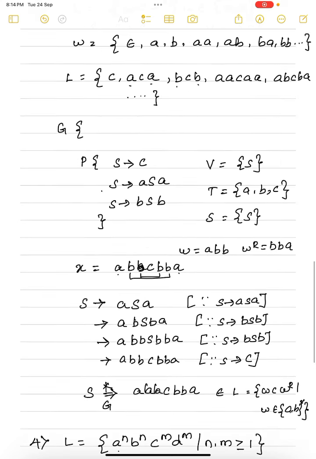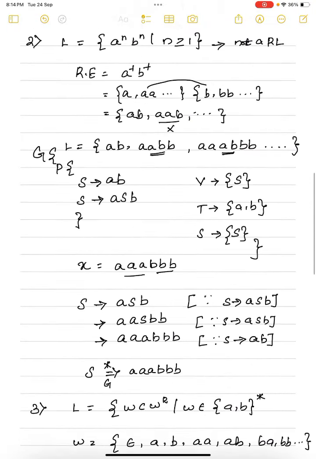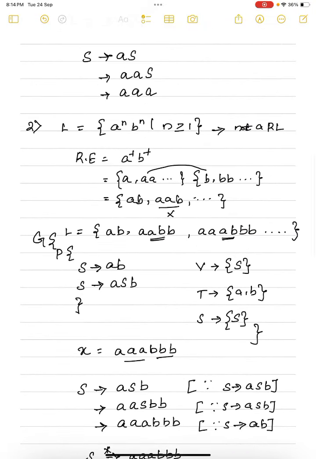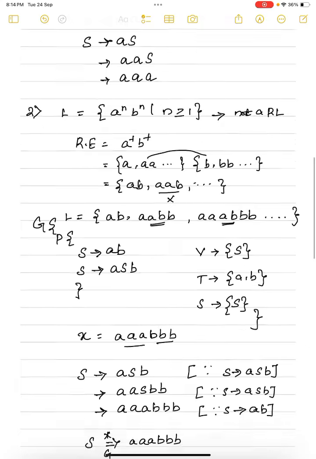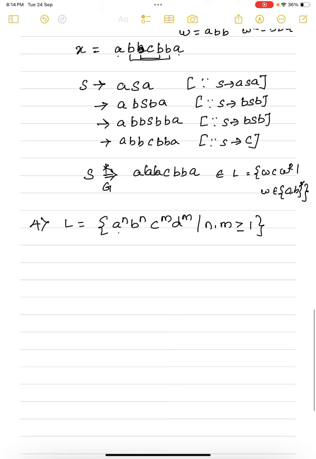If it is a^n b^n, we have already seen the answer: S goes to aSb, which derives the same. So you have two such components. Let me take it like this: X goes to ab, X goes to aXb. We'll derive the first a^n b^n. Again, Y goes to cd and Y goes to cYd. We'll derive this c^m d^m. Not a problem at all.